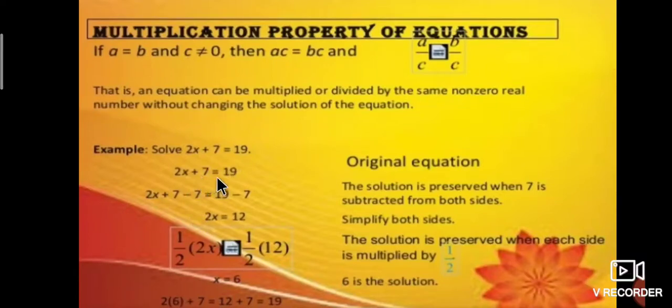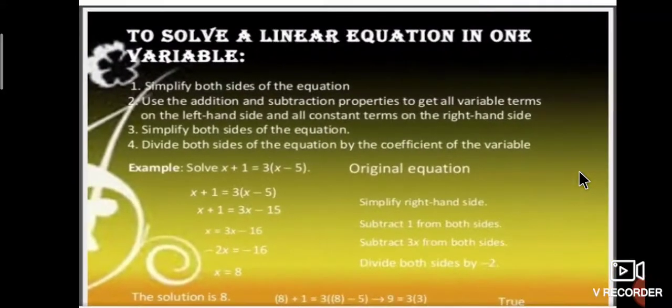2x plus 7 is equal to 19 is the given equation. Then 2x plus 7 minus 7 is equal to 19 minus 7. We are subtracting 7 on both sides. Therefore, plus 7 minus 7 get cancelled. 2x is equal to 12, since 19 minus 7 is equal to 12. Therefore, 1 by 2 into 2x is equal to 1 by 2 into 12. The 2s get cancelled. x is equal to 6 is the solution of the equation.